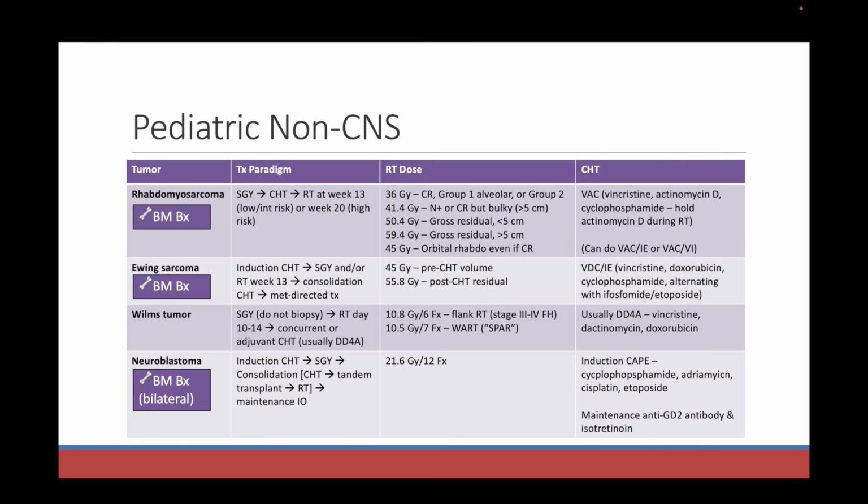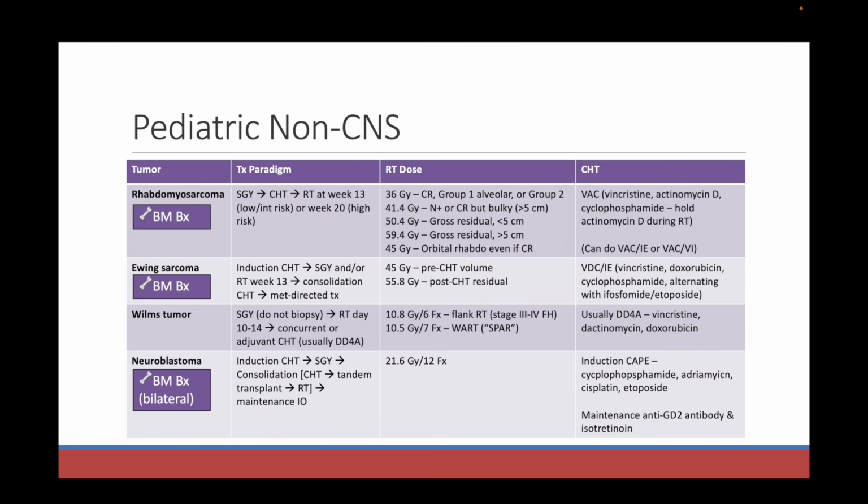And then finally, we have neuroblastoma, which is very, very complicated as far as management. Radiation only gets involved in high-risk neuroblastoma. We first treat these with induction chemo, followed by surgery, and then there's a consolidation phase with chemo, tandem transplant, followed by radiation, and then they get maintenance immunotherapy after. The radiation dose for neuroblastoma is 21.6 gray in 12 fractions.